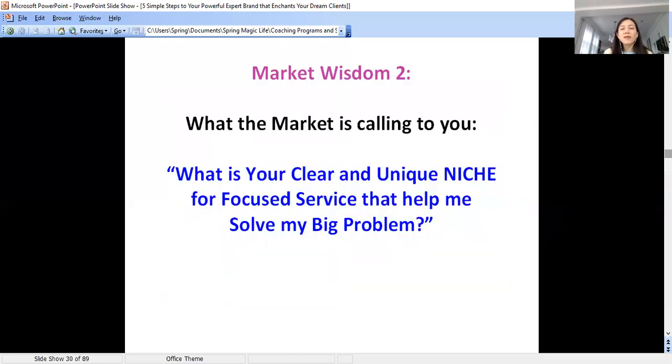So what market wisdom do we get from this mistake? We learned that the market is calling you with this question: what is your clear and unique niche for focused service that can help me solve my big problem? The market is basically asking you this every day. So you need to really get a clear and unique niche and message to provide focused services that can help your ideal clients solve their biggest problems.